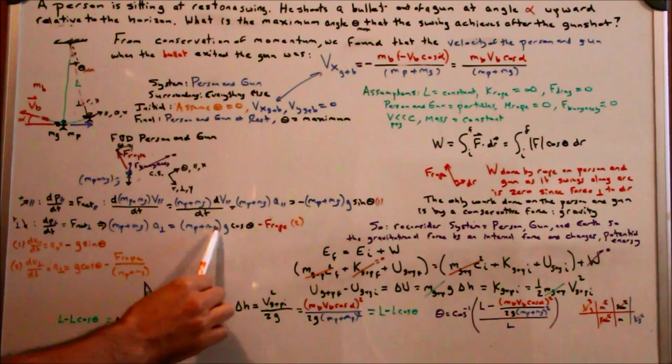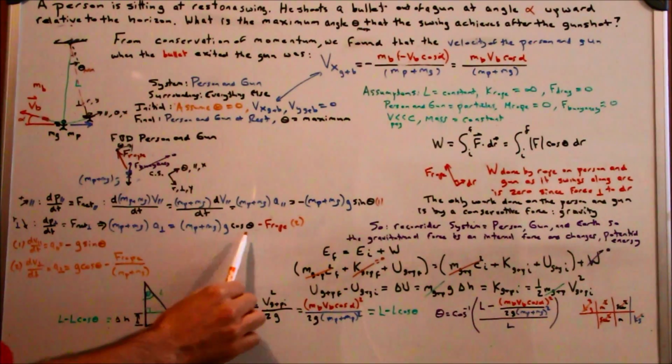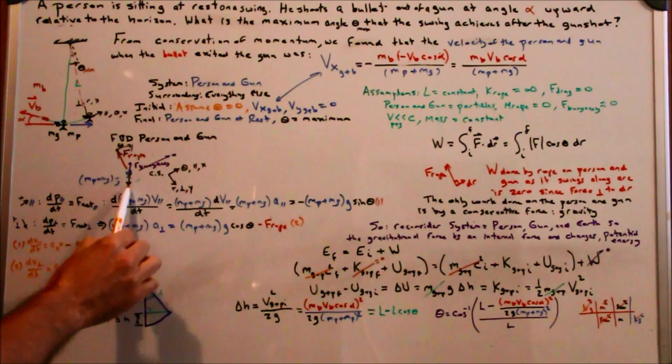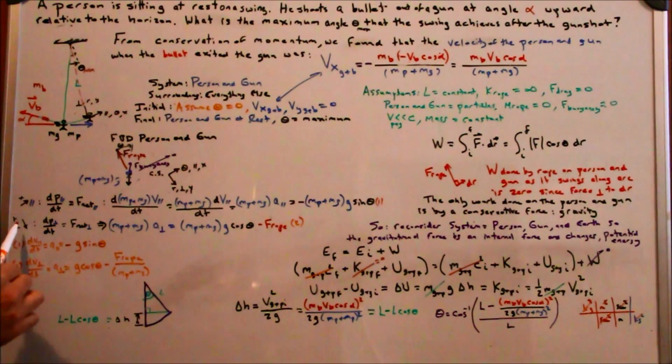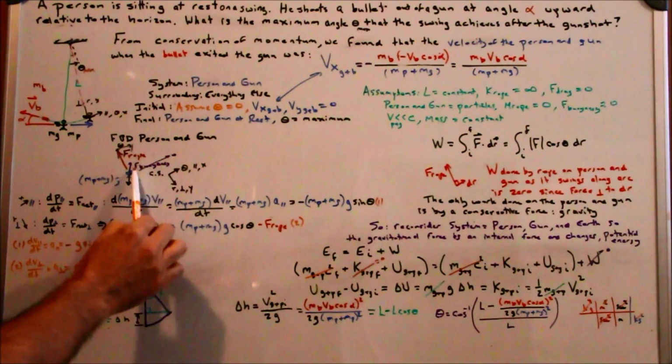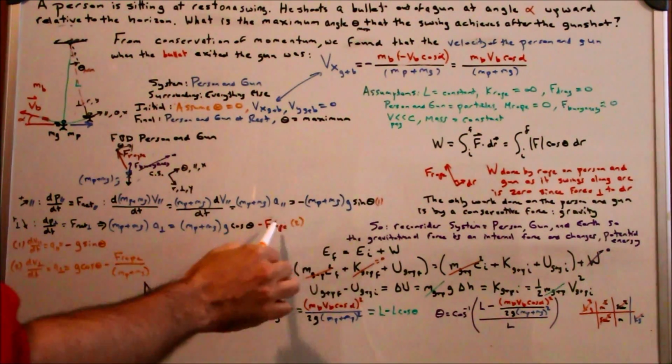And then in the radial direction, again, the change of momentum is the net force. We'll get some acceleration here. The forces now acting: I have a component of the gravitational force, we'll call this the positive direction here, the cosine term of that, and then F rope. Okay, so now I have these two equations.